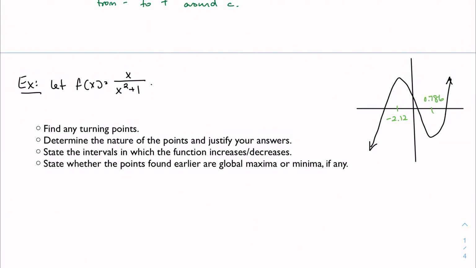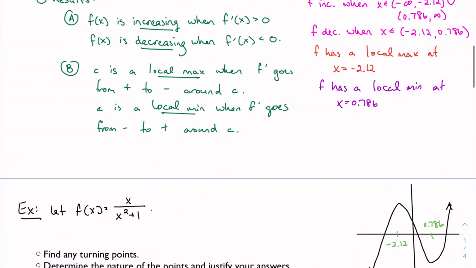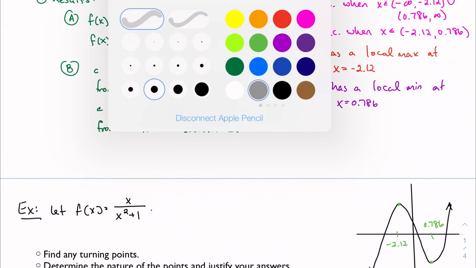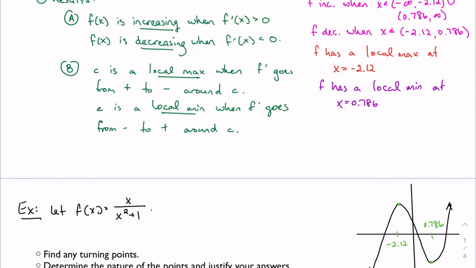But if we look at my results, I'll put points in as well so it's easy to see. F is increasing when x goes from negative infinity to negative 2.12, and then from 0.786 to infinity. So I can kind of see that, right? As I'm moving from left to right on my graph, I can see that the function increases until it gets to that critical value. Likewise here, if I start at that critical value and I move to infinity, my function increases.